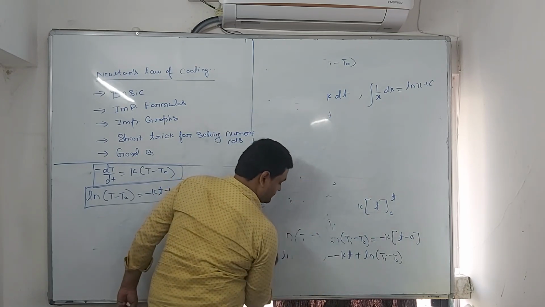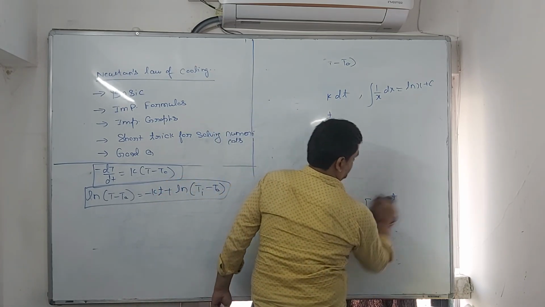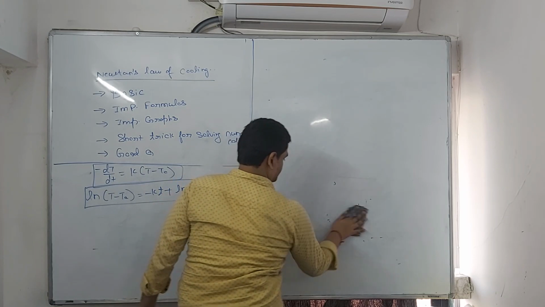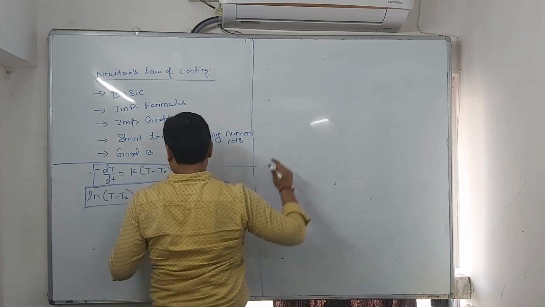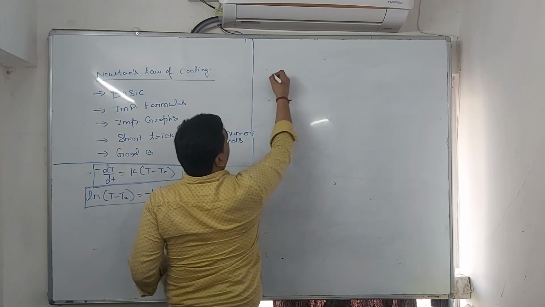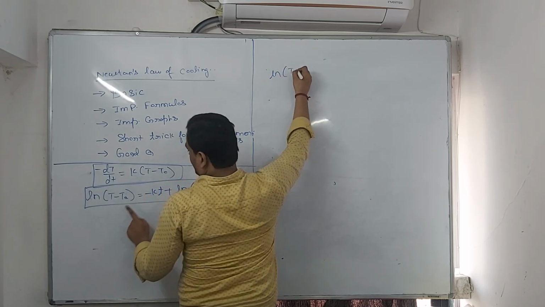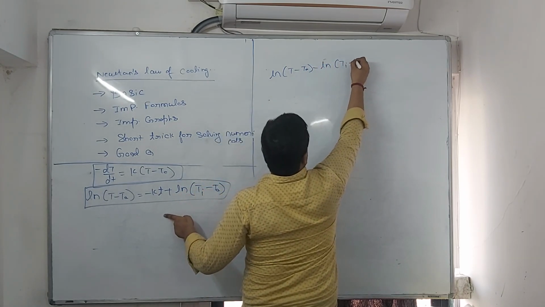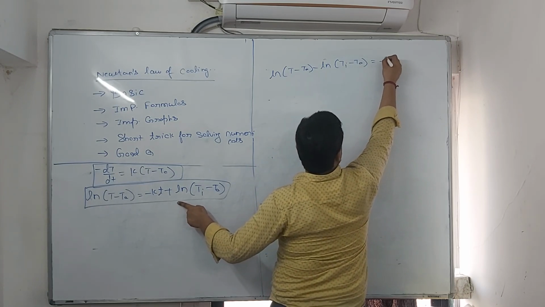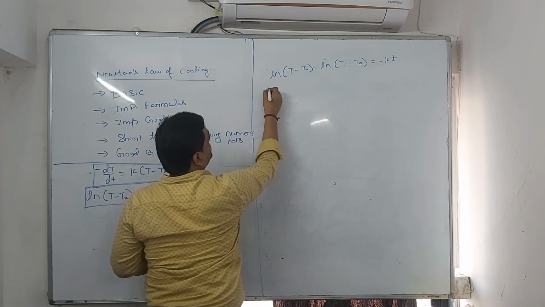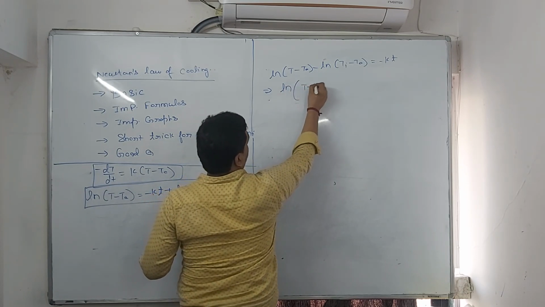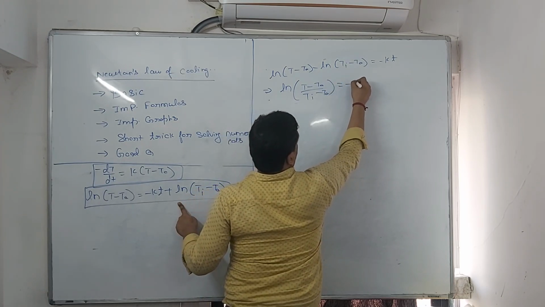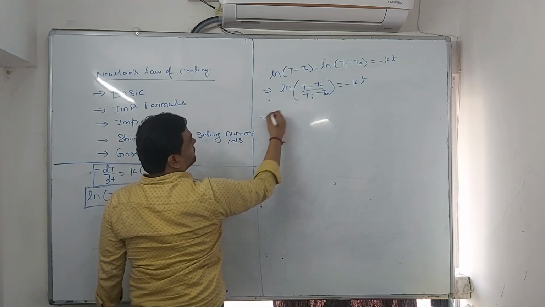Then we have to make graphs also, on these particular formulas. Now what you will have, if you look carefully, I can write it as ln (T minus T naught) minus ln (Ti minus T naught) is equal to minus kt. So ln of (T minus T naught) upon (Ti minus T naught) will be equal to minus k into t.